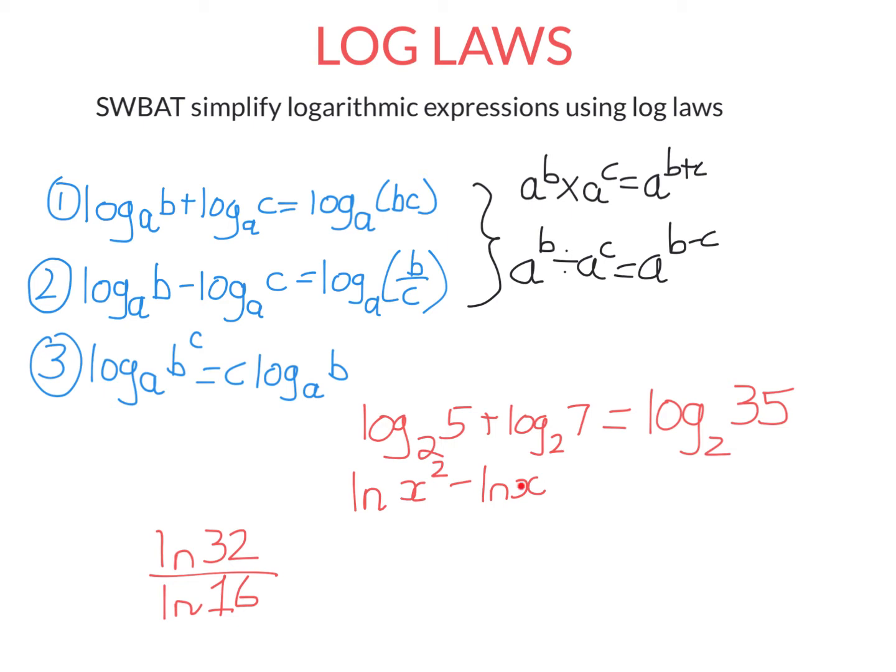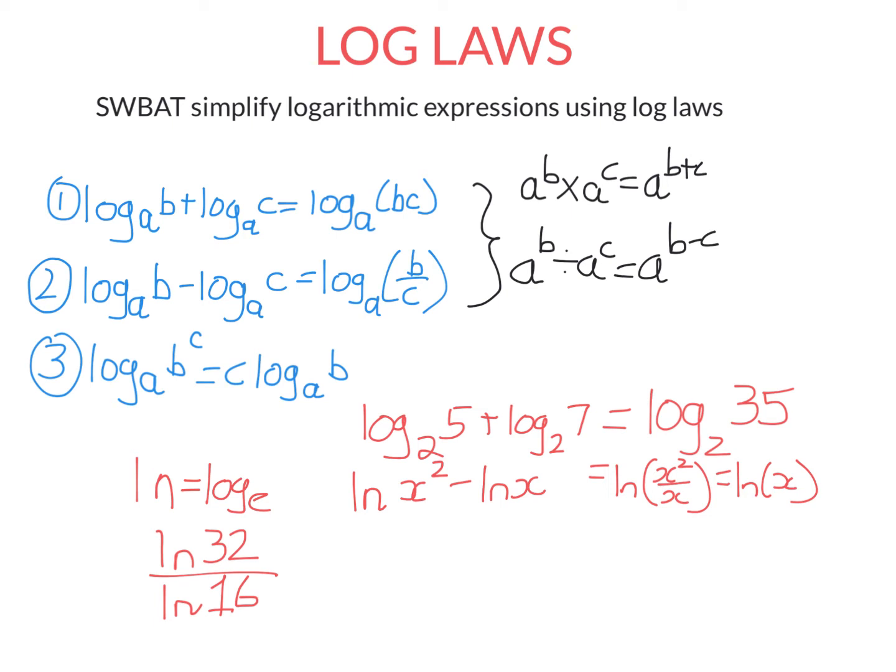So let's look at this one here. Now I'm subtracting logs. Now, if you forgot, ln means natural logarithm or log base e. So I've got two logs of the same base that are being subtracted. So what I do is I keep the same base and I divide their powers. X squared divided by x. So x squared divided by x is just x.